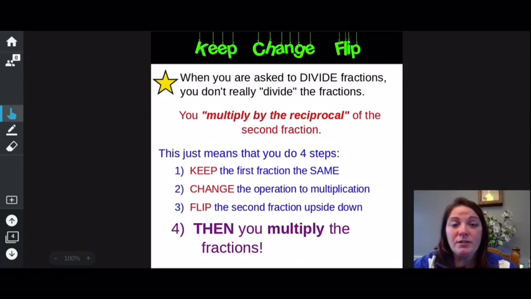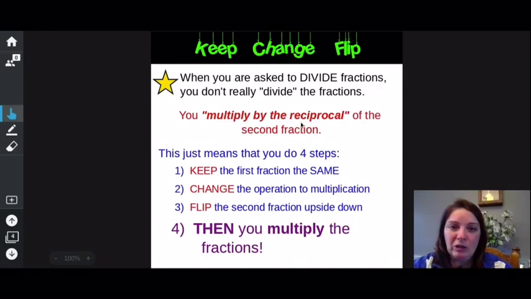So when we divide with fractions, we're actually multiplying by the reciprocal of the second fraction. And I'm going to tell you what that means in a minute. But there are a couple of steps that you'll see throughout this presentation at the top. Step 1 is to keep the first fraction the same. And then we change the operation to multiplication. And then we flip the second fraction upside down, which will turn this problem into multiplication. So then you multiply the fractions.